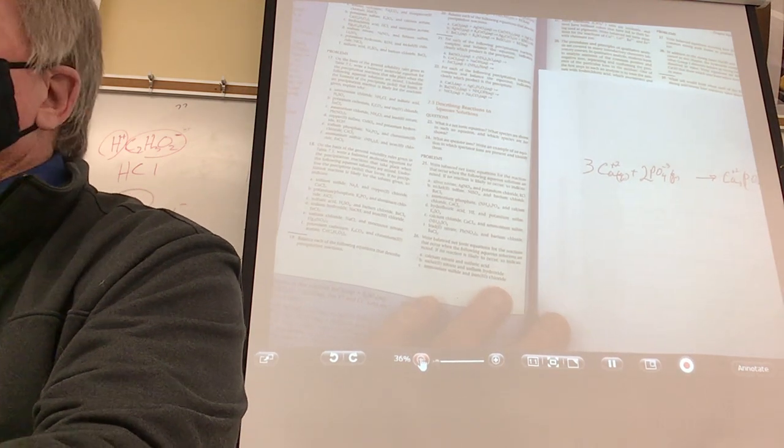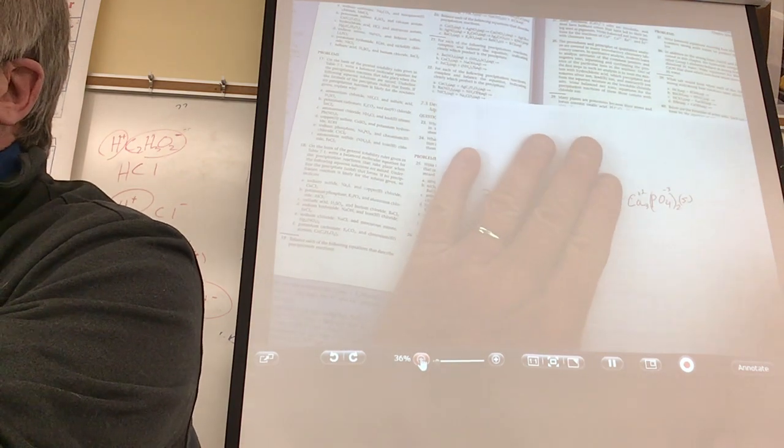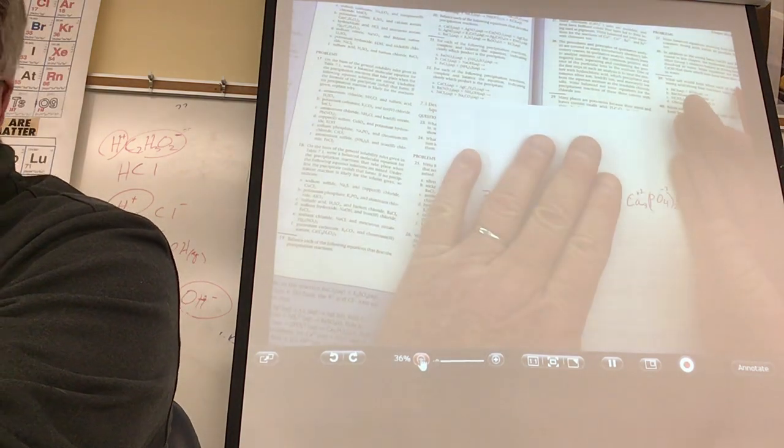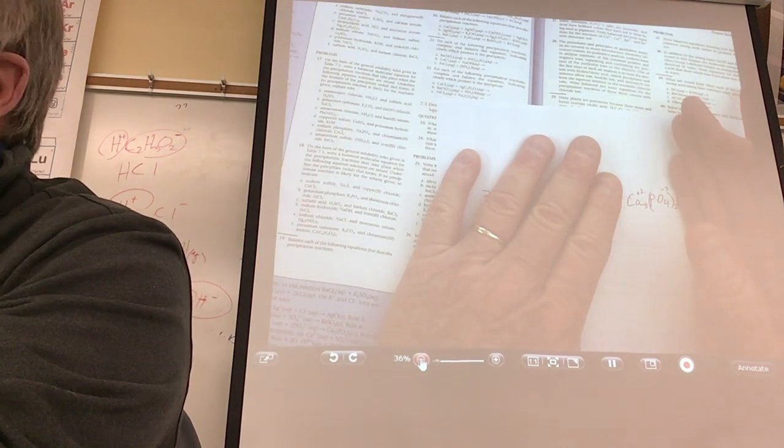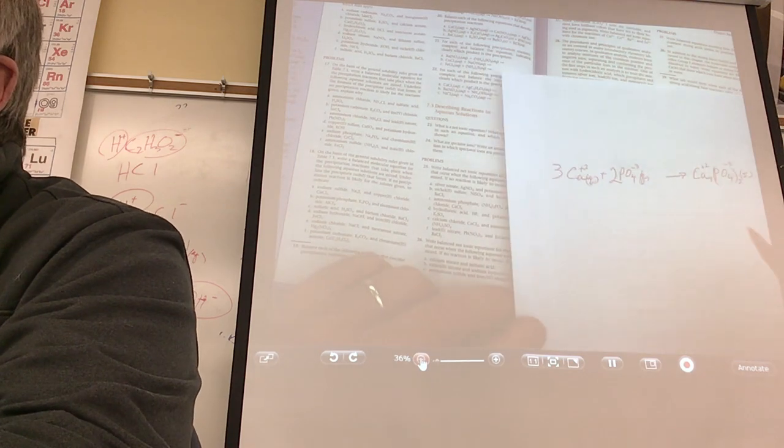So say on Friday on the test, it'll say, if a precipitate forms, write down the formula of the precipitate. That's all you write down. That's all you write down for that question. But if it says, write out the net ionic equation, then I write this, don't I?